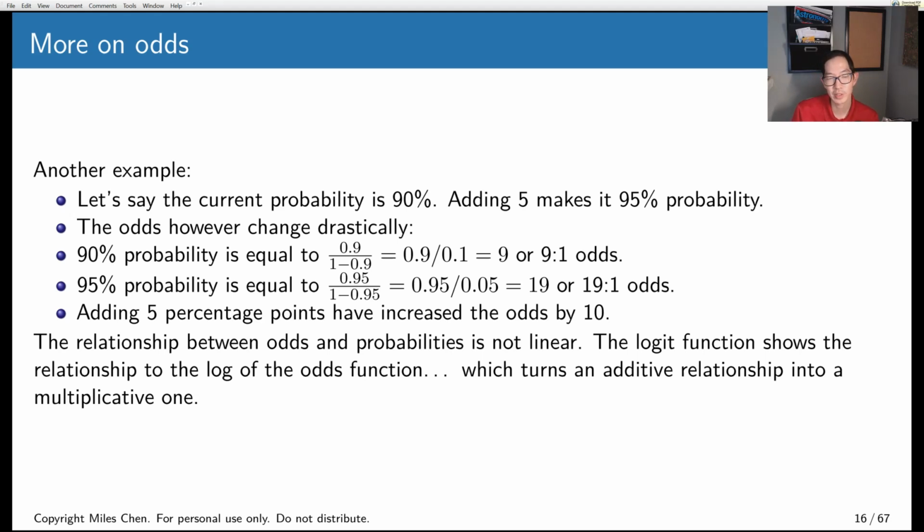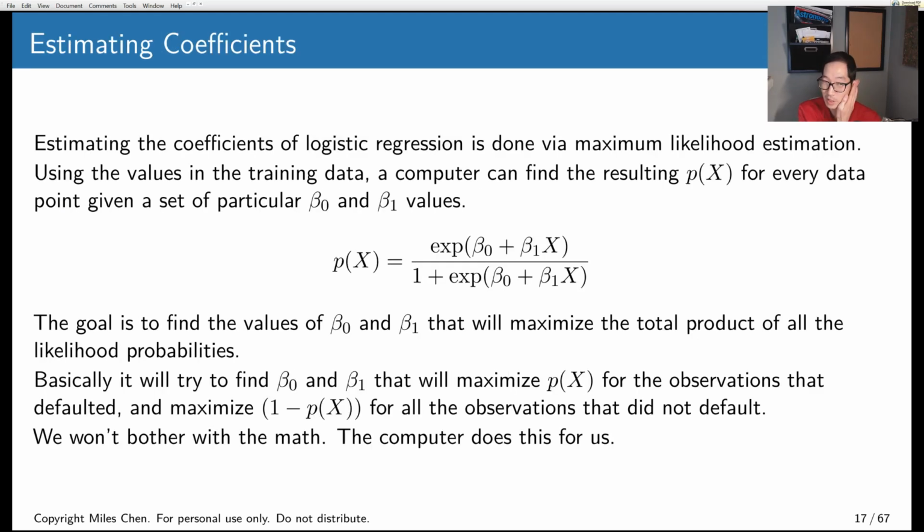And so the relationship between odds and probabilities is not linear. The logit function basically shows the relationship to the log of the odds function, which turns additive relationships into multiplicative things. When you add logs, you're basically multiplying the underlying thing.